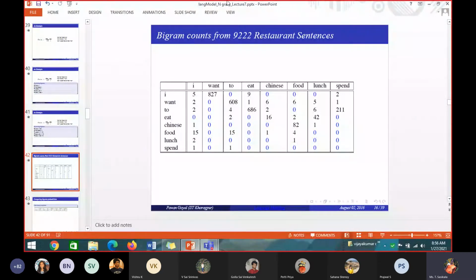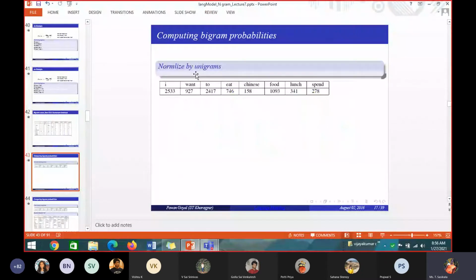Okay. So if I want to find the bigram count, I want to find the unigram count of all these words. So I have given the unigram count also. They have given I is occurring 2,533 times. Want is occurring 927 times. To is occurring this many times. Eat, Chinese, food. This is unigram count and this is bigram count.